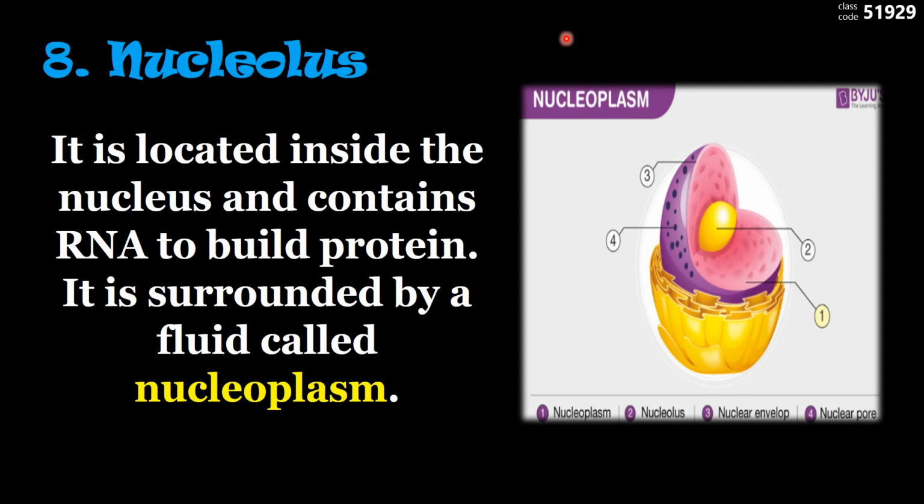We have nucleolus. It is located inside the nucleus and contains RNA to build protein. It is surrounded by the fluid called nucleoplasm. So this is a picture. For number one, this color pink is the nucleoplasm. And then number two is the yellow, it's the nucleolus. And the nuclear envelope is number three, that violet part, and nuclear pore is these pores on the violet part.